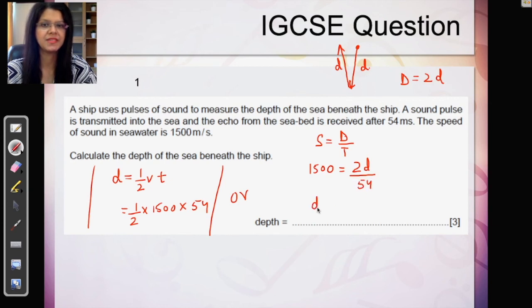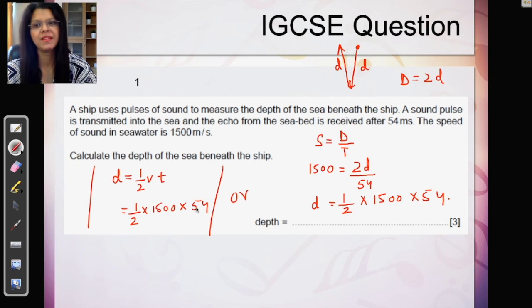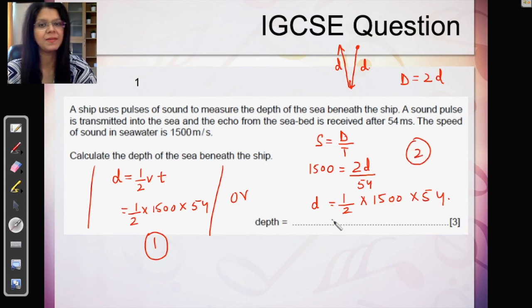So D becomes equal to half times 1500 times 54. So either you do the first way if you remember the formula, or you do the second way if you do not remember the formula. In both ways you are getting half times speed times time. You can solve this and this will give you your answer.